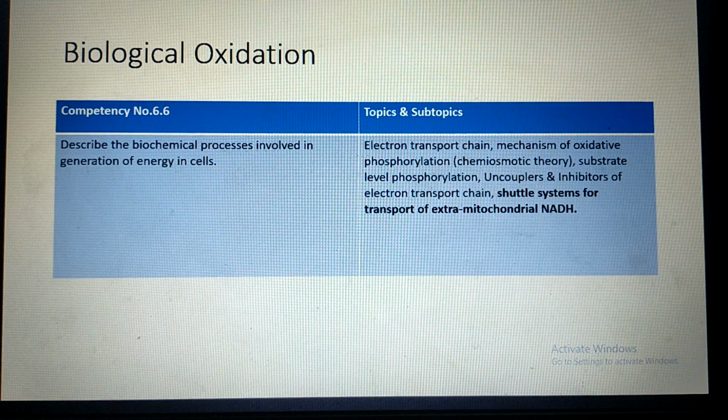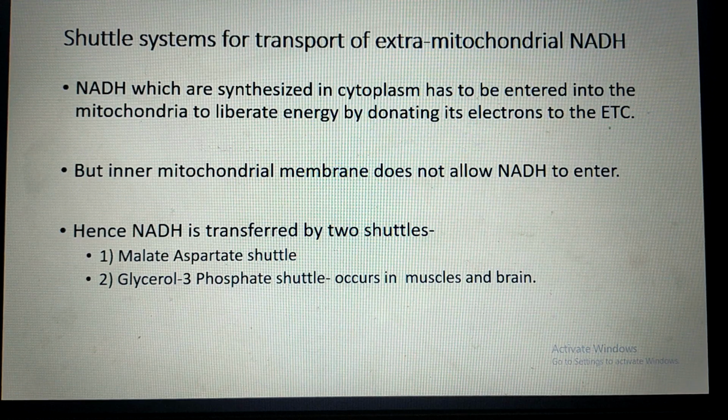Good morning, students. The last topic of biological oxidation is topic number 6.6, shuttle system for transport of extra mitochondrial NADH. In the previous lecture, what we have studied? We have studied that NAD is present in the mitochondria. Various substrates will donate their hydrogen atom to NAD and NAD is converted into NADH. That NADH then donates its electron to complex 1.